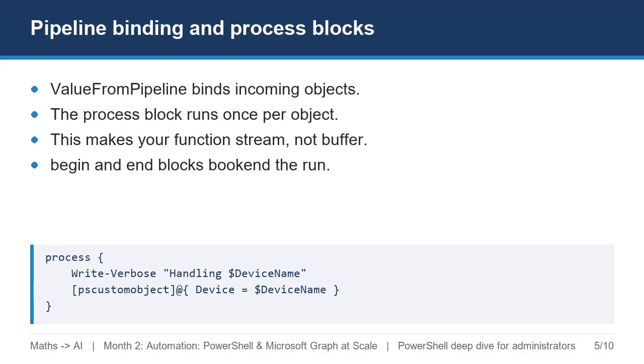When a parameter has ValueFromPipeline, objects coming down the pipe bind to it one at a time. You handle each one inside a process block, which runs once per object. This is what lets your function stream instead of buffering everything in memory. There is also a begin block that runs once at the start, and an end block that runs once at the finish. Use begin to connect, process to work, end to clean up.